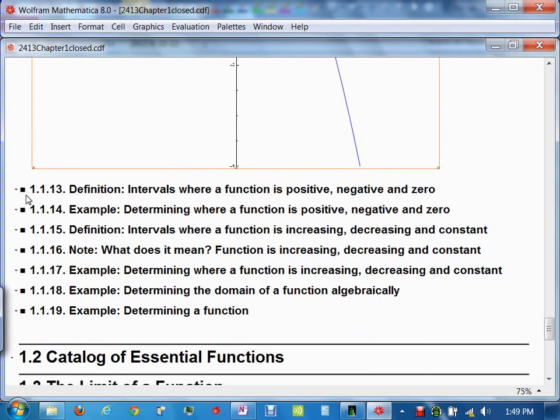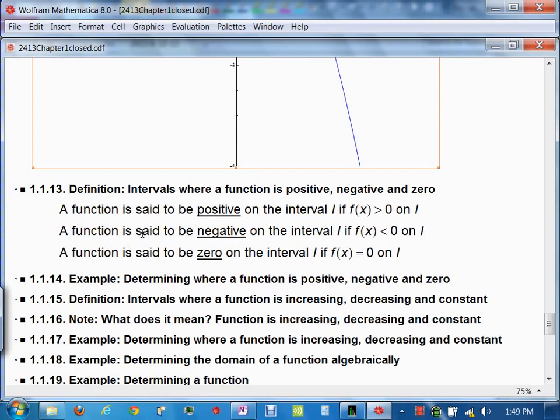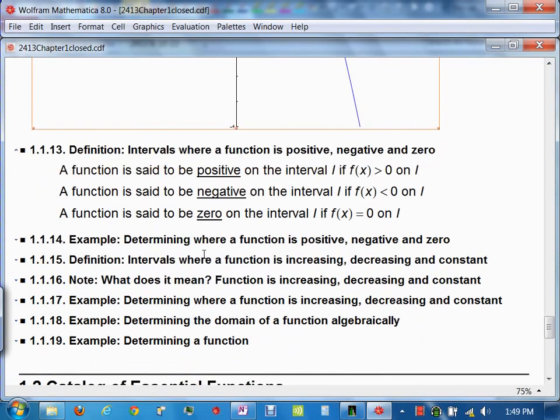All right. Intervals where a function is positive and negative. So now we get into some stuff that's going to be important in this class: you need to understand how to write down intervals. A function is said to be positive on an interval I if the function is bigger than 0 there. That just means that if the height of your function is above the x-axis, we say the function's positive. If the height of the function is less than 0, it's said to be negative. That means below the x-axis. And if it's actually 0, then it's said to be 0 there.